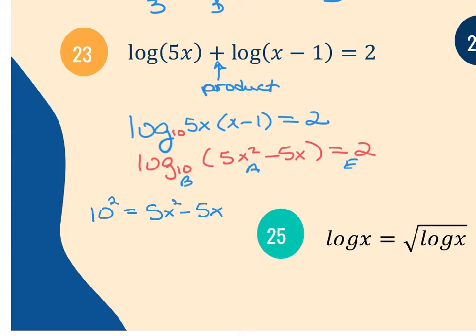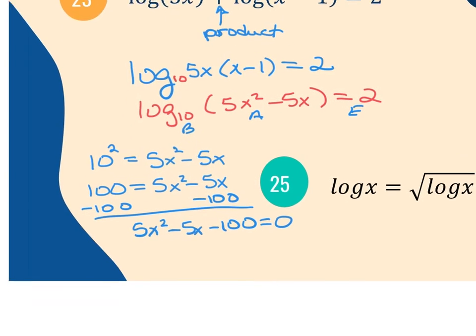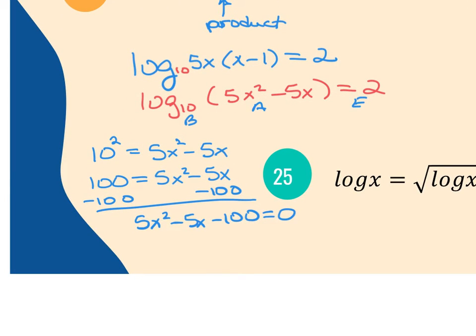I'm going to square the 10. And now I'm going to turn it into a trinomial that I can factor by subtracting the 100. 5x squared minus 5x minus 100 equals 0. First thing I'm going to do is factor out a GCF of 5. So I'm left with x squared minus x minus 20. And now I'm looking for the factors of negative 20 that give me negative 1. And that's going to be x minus 5 and x plus 4.